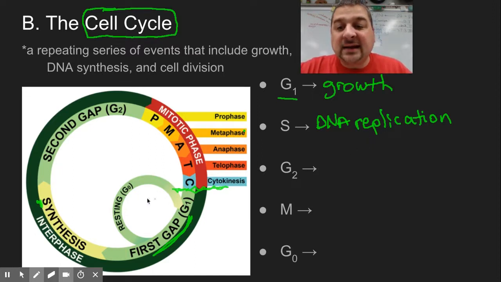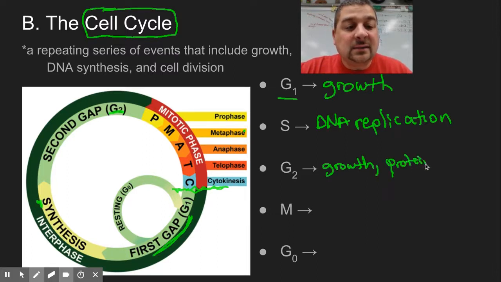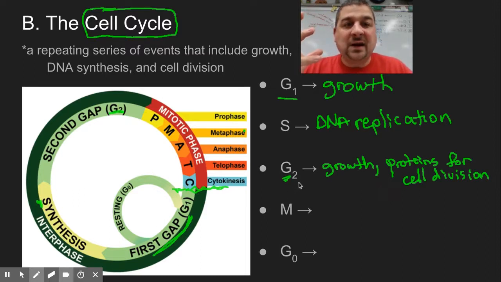Okay. Next stage is G2 or second gap. Here you've got more growth. The cell is also going to make proteins needed for cell division. So when we start talking about things like spindle fibers and stuff like that, this is made during the G2 stage because it's thinking, I'm getting bigger, bigger, bigger. I need to think about dividing. Okay, so some of that is done at G2.